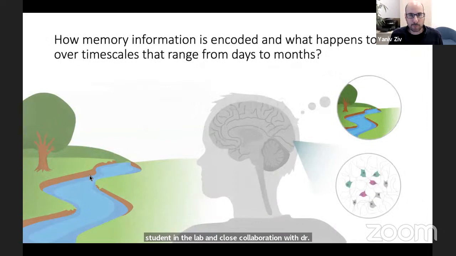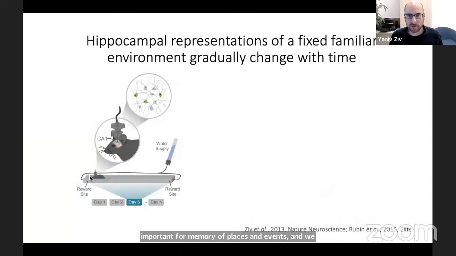Now, in my lab, we are interested in neural coding of long-term memory, and specifically, we try to understand how memory information is encoded in the brain and what happens to it over timescales that range from days to months, timescales that are relevant for long-term memory. And we focus our work on the hippocampus and related cortical structures that are important for memory of places and events. And we heavily rely on optical imaging in our work, and specifically on calcium imaging using miniature fluorescence microscopes, which allows us to image in freely behaving mice the same large population of neurons over extended periods of time, extending many days, weeks, and even months.